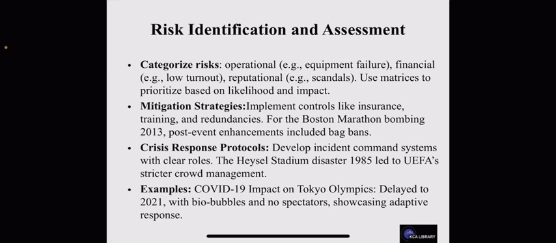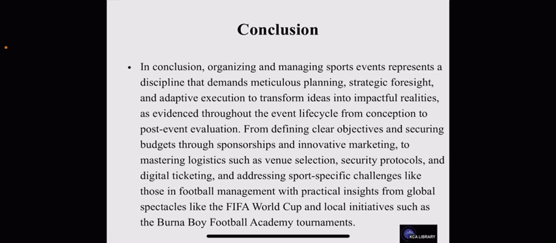In the mitigation strategies, you implement controls like insurance, training, and redundancies. The example for this is the Boston Marathon bombing in 2013. Post-event enhancements included bag bans. Now, crisis response protocols. In doing this, you develop an incident command system with clear roles. An example is the COVID-19 impact on the Tokyo Olympics. It was delayed to 2021, with biobubbles and no spectators at all, showcasing adaptive response.